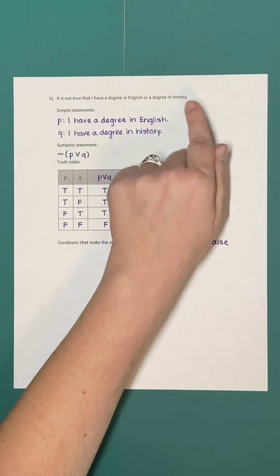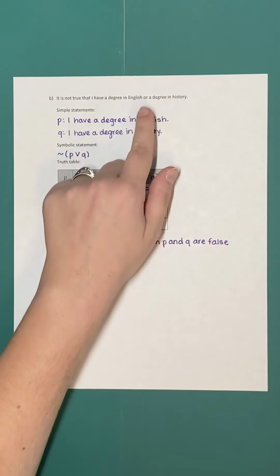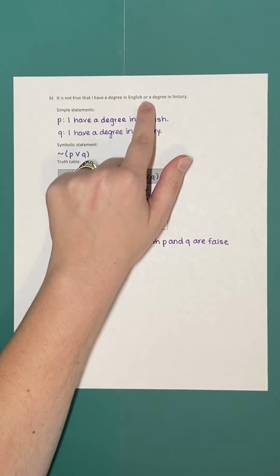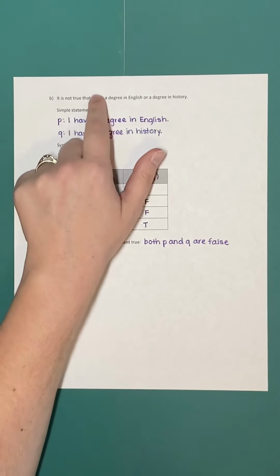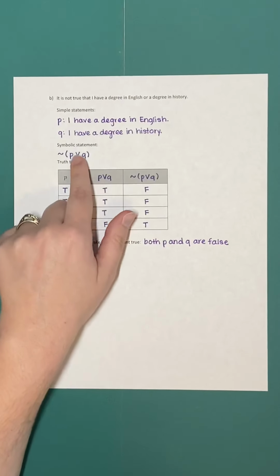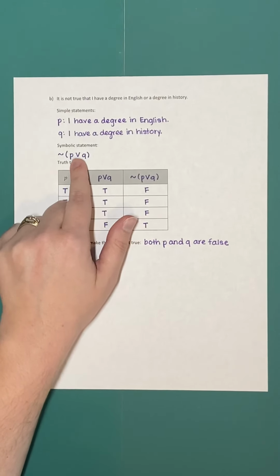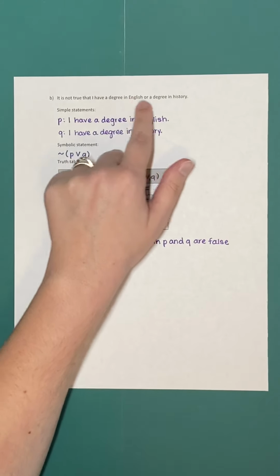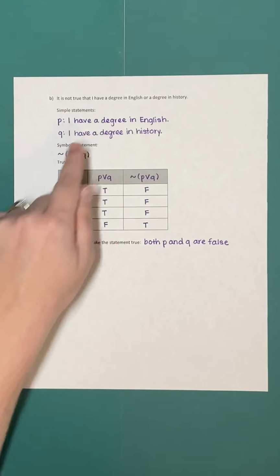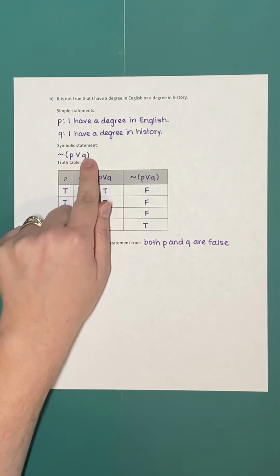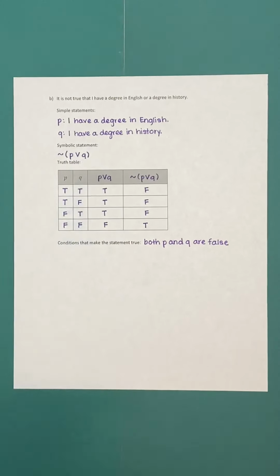Now when we structure this statement symbolically, or is going to be our disjunction. And then remember, the not applies to the entire disjunction based on this wording. So the way we'll indicate that is by putting our disjunction in parentheses. So I have a degree in English, or I have a degree in history, P or Q. It is not the case that, it means we're negating the whole disjunction. So this is the statement we want to assess the truth and the falseness of. Again, just based on the possible values for P and the possible values for Q.